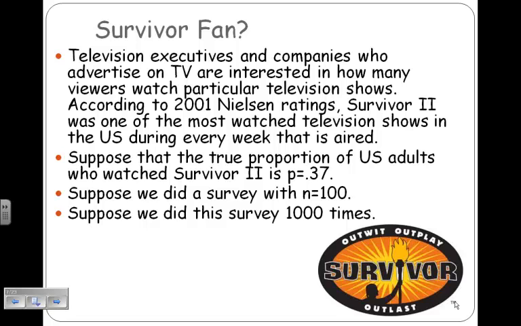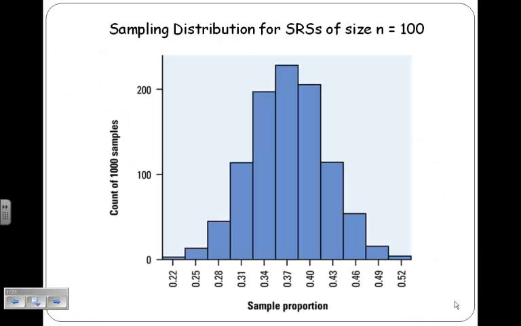First, suppose we did a survey of 100 people. And then we did this survey 1,000 times. So I'd randomly select 100 people. I'd figure out the proportion of the 100 that watched Survivor. Then I would do it again, and again, and again. And I would take that proportion every single time. What that might look like is it might look like this.